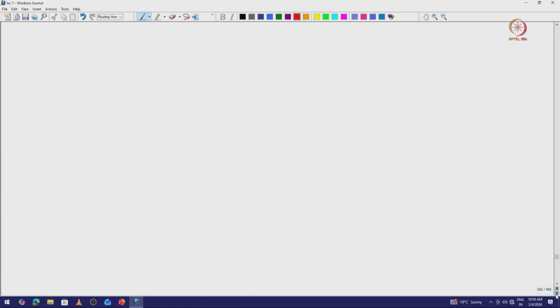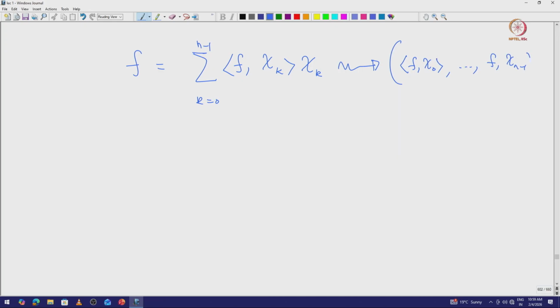So, basically the Fourier transform encodes this information. So, you have this f which is given by the summation of f comma chi k times chi k, with k ranging from 0 to n minus 1. So, you can easily see that to record f, it is enough to record these coordinates f comma chi naught, etcetera, f comma chi n minus 1. Okay. So, now we want to record this, so we record it as the Fourier transform of this f.